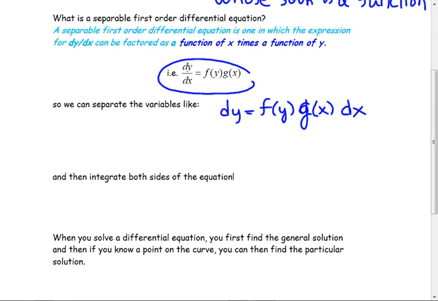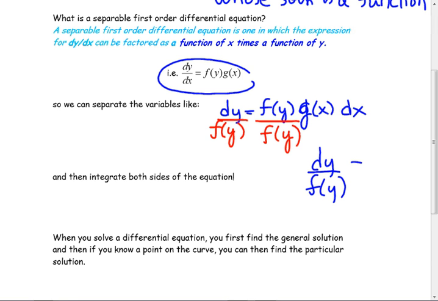So we are going to divide by f of y because I have y's on the left side and I have the x's. I should have the x's on the right side. It doesn't really matter. It does matter if I write it correctly, though. So if I divide this side by f of y, this is going to be divided by f of y. So I'm going to get dy over f of y is equal to g of x dx.